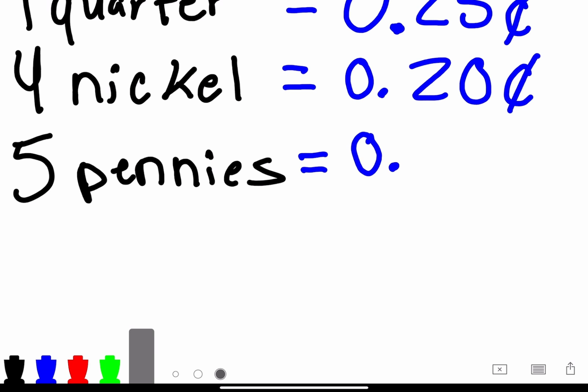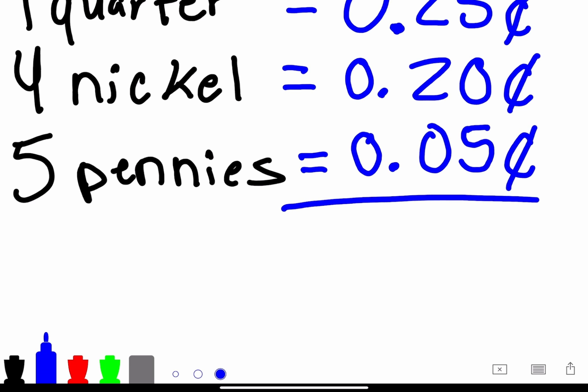Okay, and I'll put 0 because we have less than 10. And then 5 because we have 5 pennies. Can't forget our cent symbol. So let's add these numbers up.